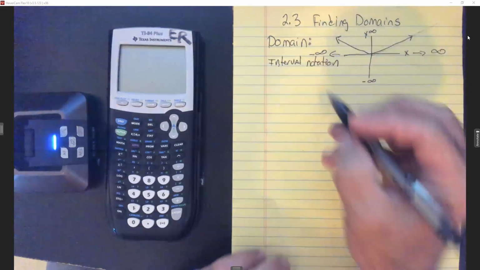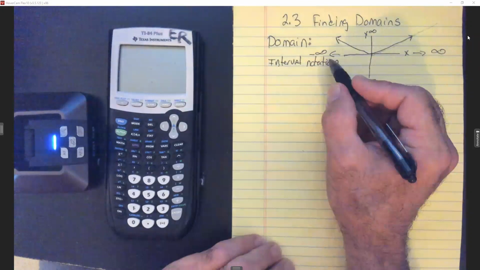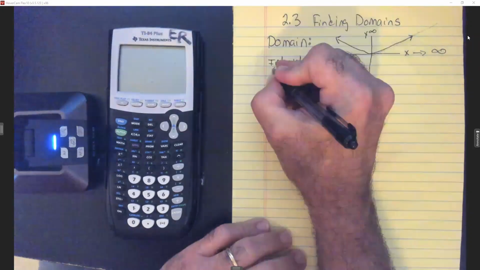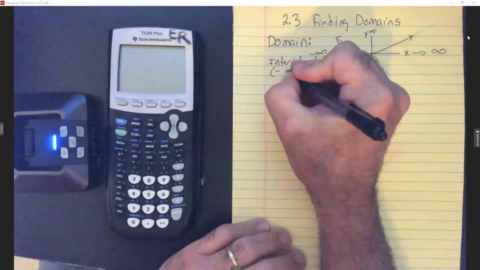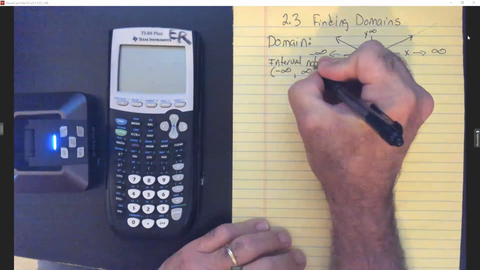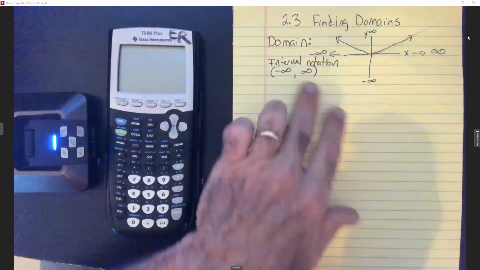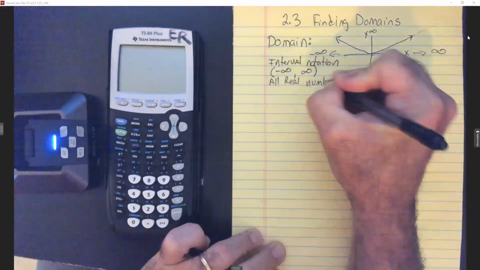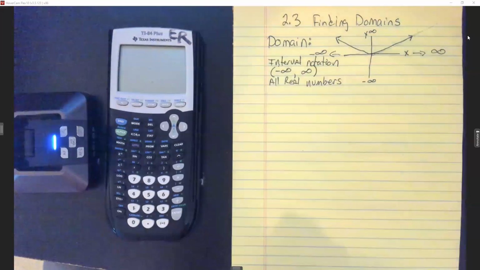And we're going to use these infinities, okay? So to represent all numbers for a domain, we would go from what we call negative infinity to a positive infinity. This represents all real numbers, okay? So I'm going to pull my sheet back for you.